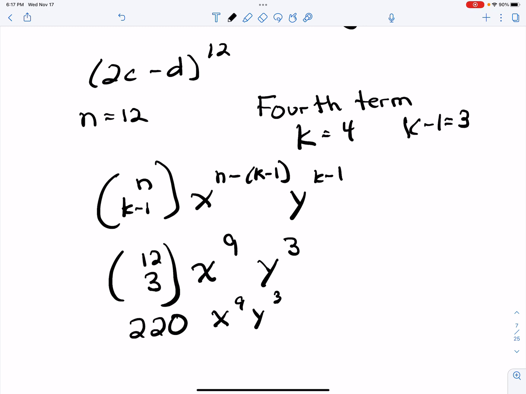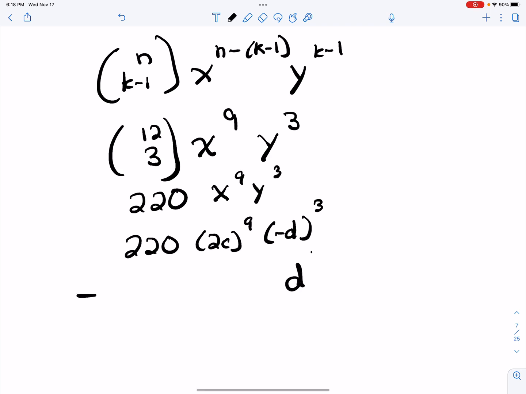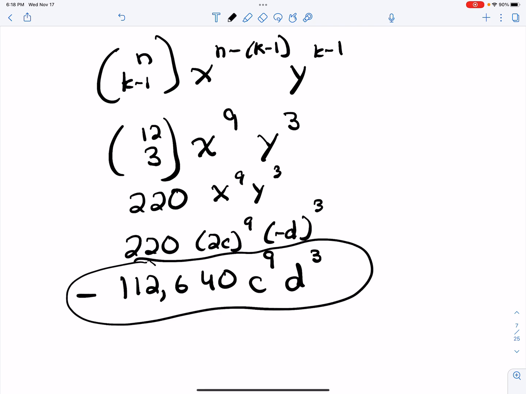But notice that we've actually got a different situation here with the 2c and the negative d. So it's not enough just to use x and y. We got to consider 2c and negative d. So our answer is going to end up being negative something, because the negative cubed is still going to be negative. We're going to have a c to the 9. Then I got to do 2 to the 9th power times 220. And I get 112,640. So this is my final answer. Fun stuff, huh?